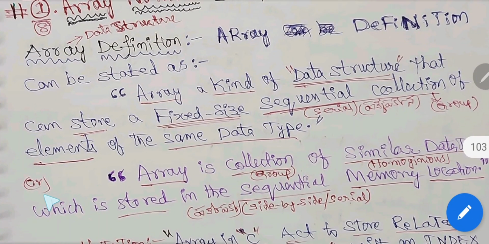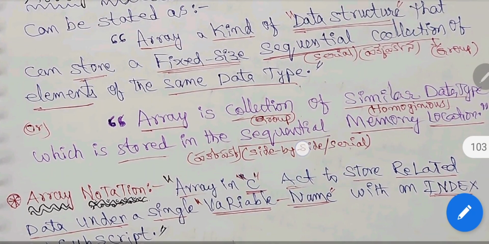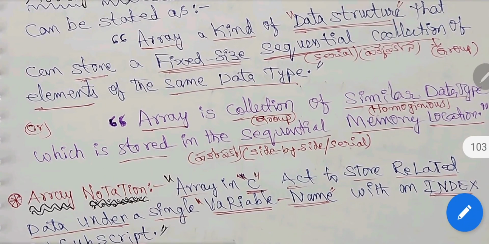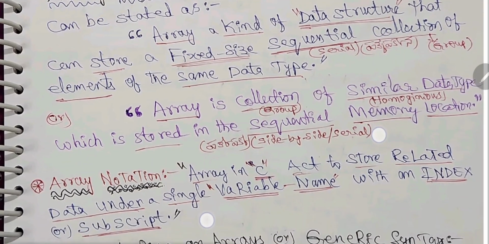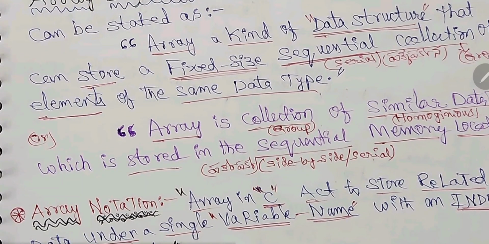If you cannot remember, we have one more. Array is a collection of similar data type, which is stored in sequential memory locations. In our mother tongue, pakka pakkana, side by side, serial. With an example you can understand easily. Array is a collection of similar data type. If you have taken int, all will be int only. If you have taken float, all will be float. If you have taken character, all will be character. Very simple. Which is stored in sequential memory locations.